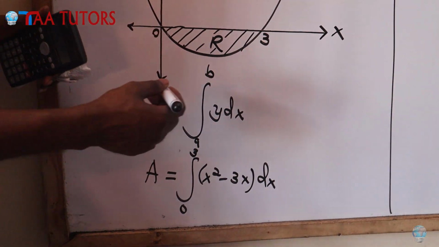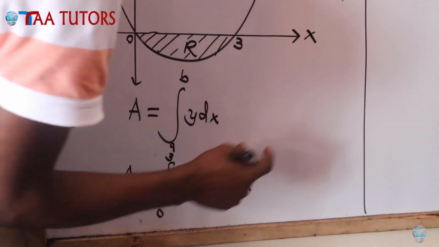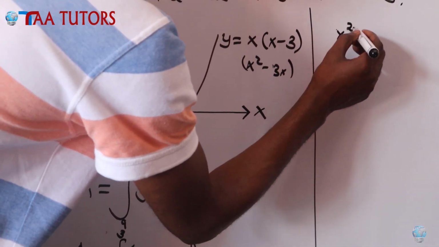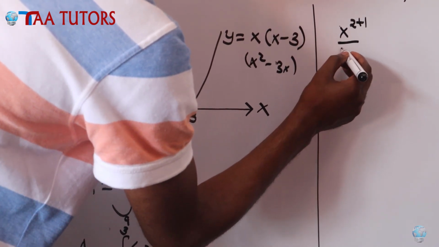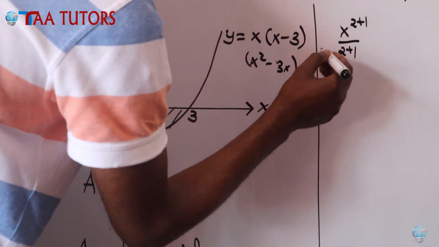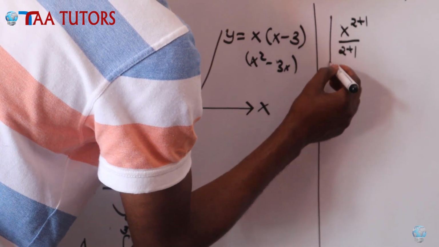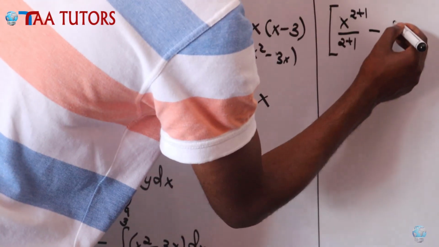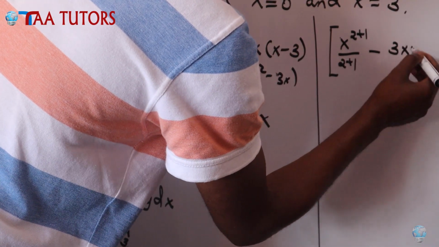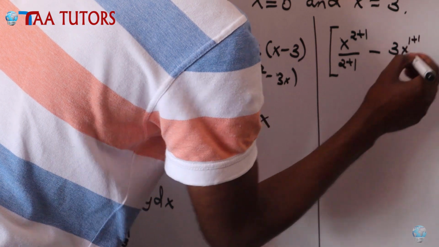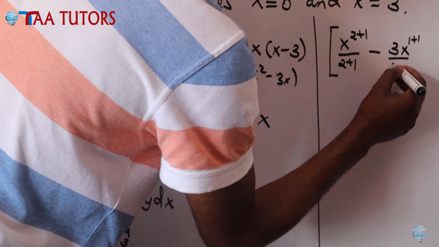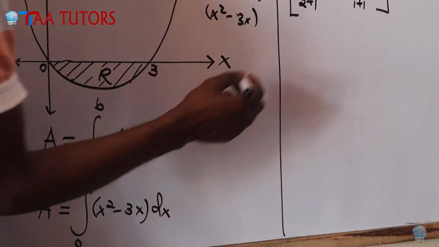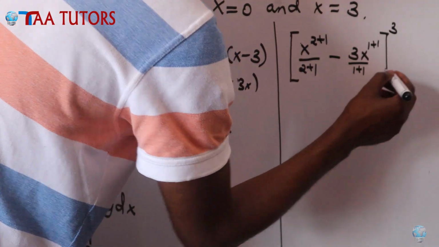So when we are integrating, we are going to have a bracket. When you integrate x squared, it is going to be x power 2 plus 1 over 2 plus 1. Then minus 3x. x is the same as x power 1. Then we add 1, and then we divide by 1 plus 1. This one here, when the upper limit is 3 and the lower limit is 0.